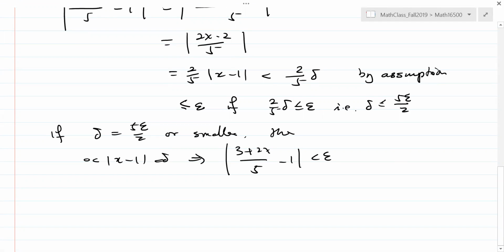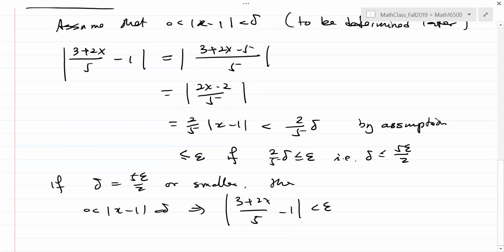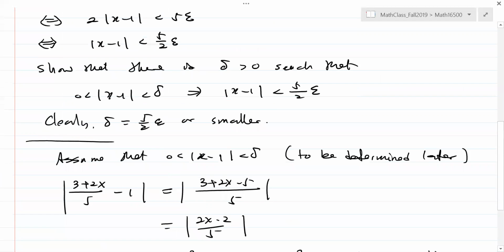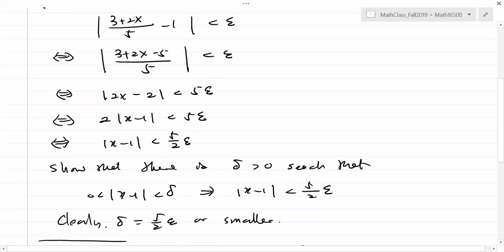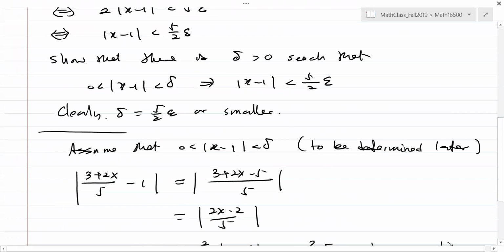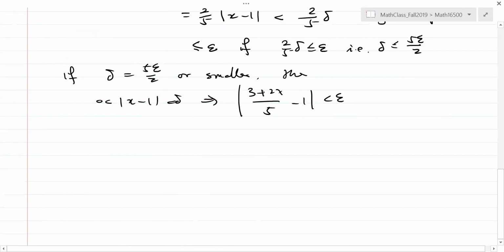I prefer this method. The reason is there are some complicated functions. You cannot simplify the final inequality directly, like what I did in the first place. Okay, you cannot do that, especially if you involve x squared. If you involve x squared, you cannot do that.